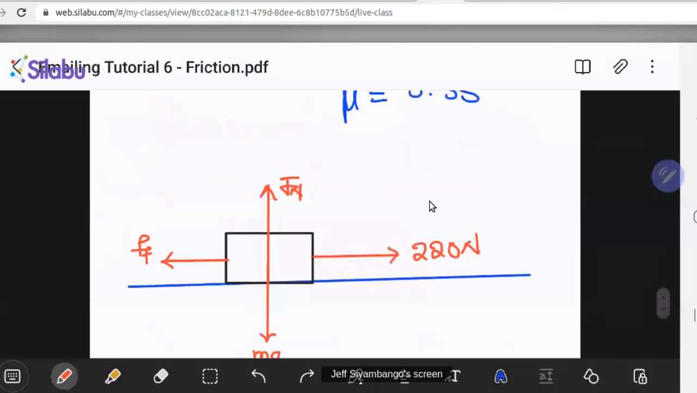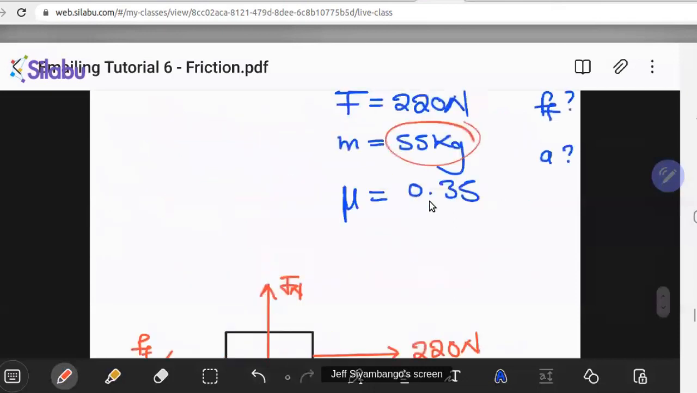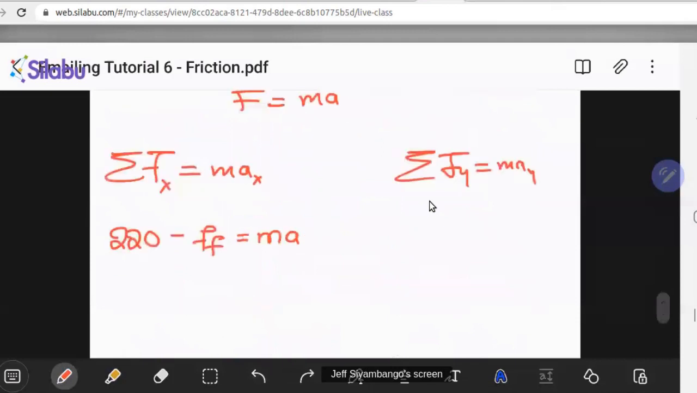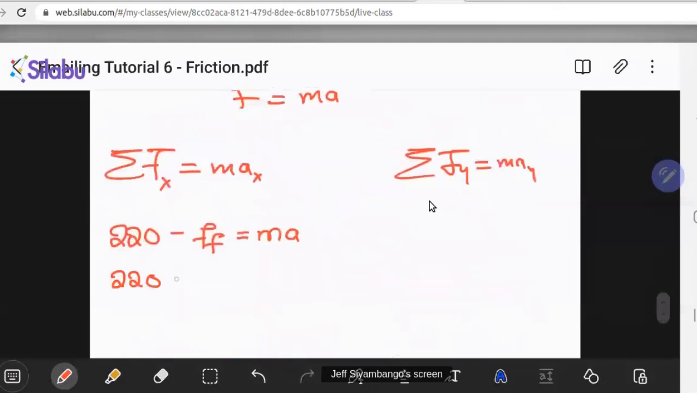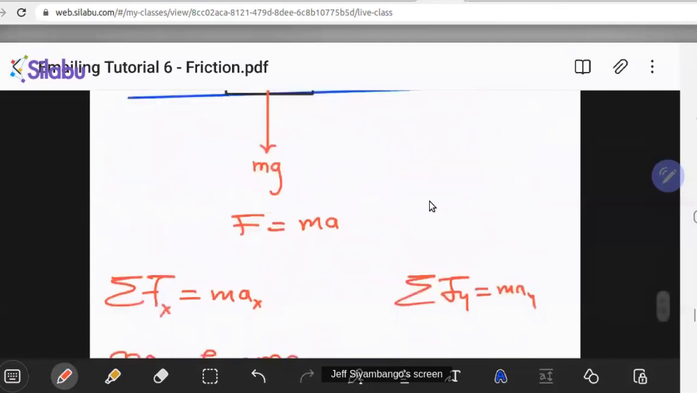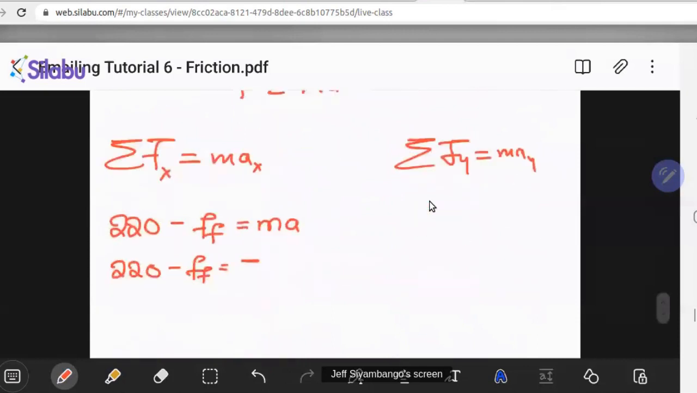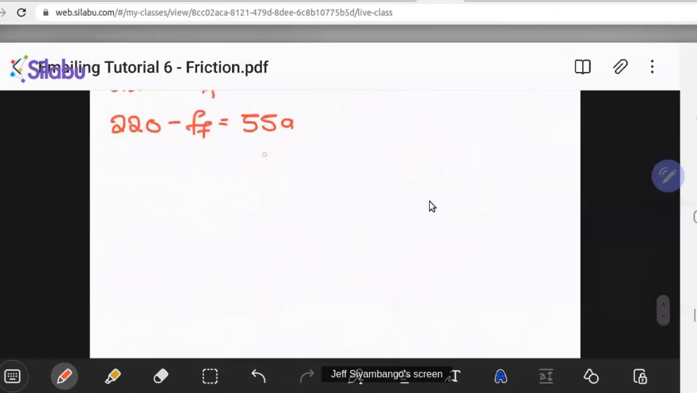The mass is 55 kgs. So this equation becomes 220 minus force of friction equals 55... Yes, 55 kgs. So you have 55 times A. So you just want to make sure that the mass you're using is actually in kgs.